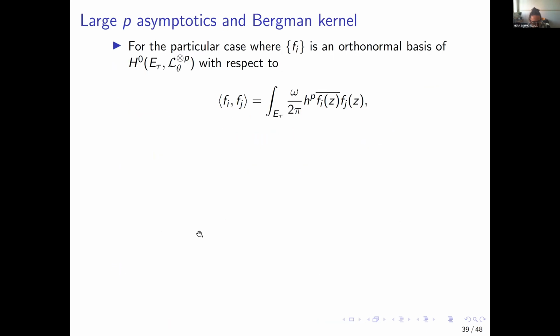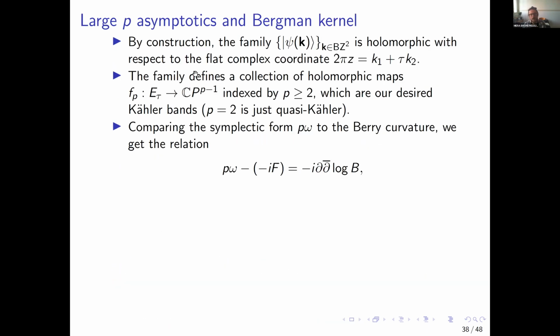Where is the map? This map here will actually descend to another map on another torus, which is a smaller version of that torus. So it's like it is rescaled by 1 over p.